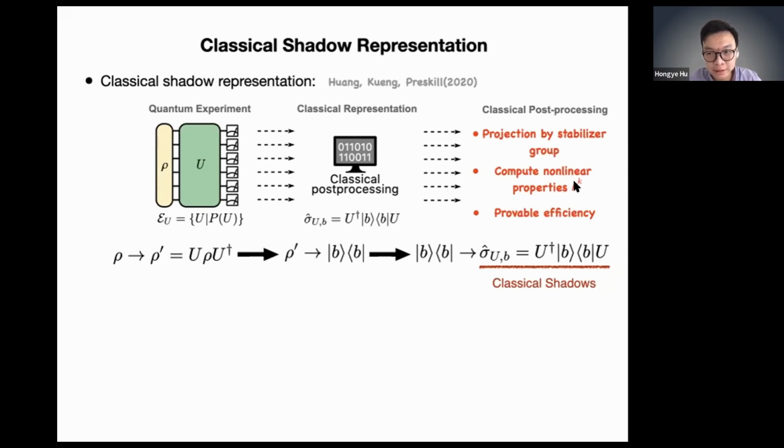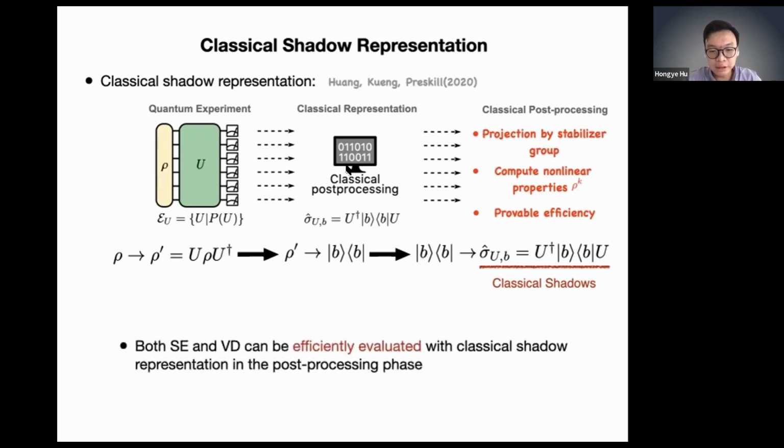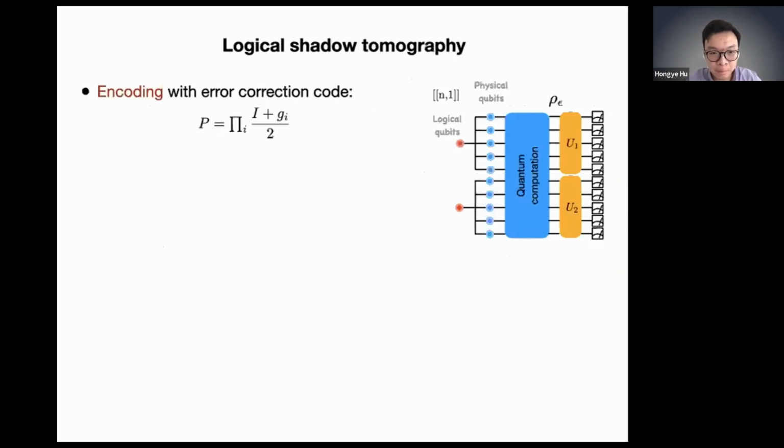Also, as a tomography scheme, this has a really nice provable efficiency when we use the global Clifford transformation. So the key observation is that both subspace expansion and virtual distillation can be efficiently evaluated with the classical shadow representation in the data post-processing phase. With this intuition, let me introduce logical shadow tomography.